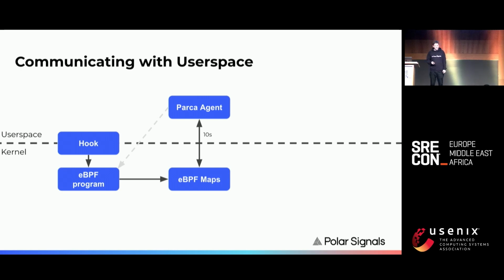The Parca agent then loads the eBPF program from user space, and the eBPF program starts writing the observed profiles into these eBPF maps. And the Parca agent only every 10 seconds goes into the eBPF maps, which is a data structure within the kernel, and then can read those profiles or that data. At that point, it's just some data structures from the kernel and then we do something with it.